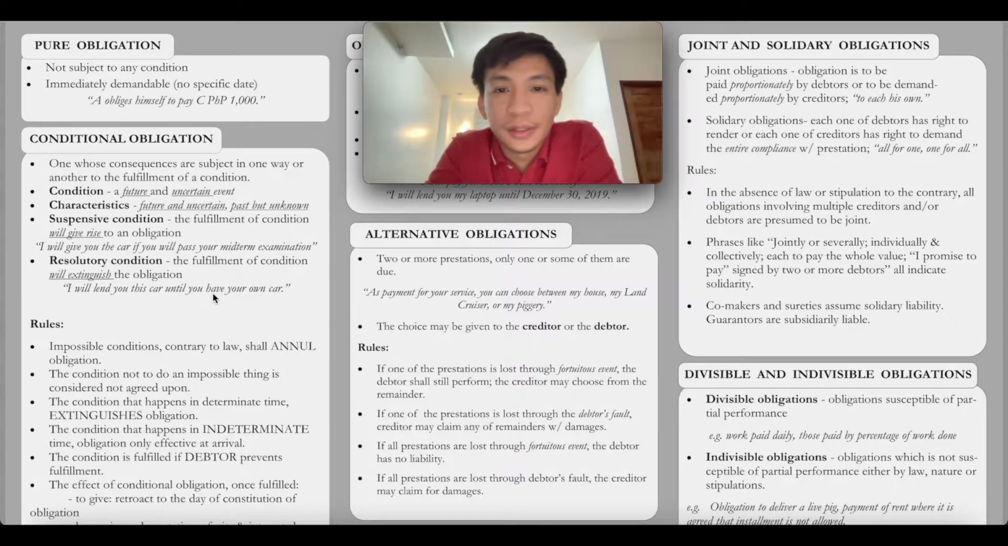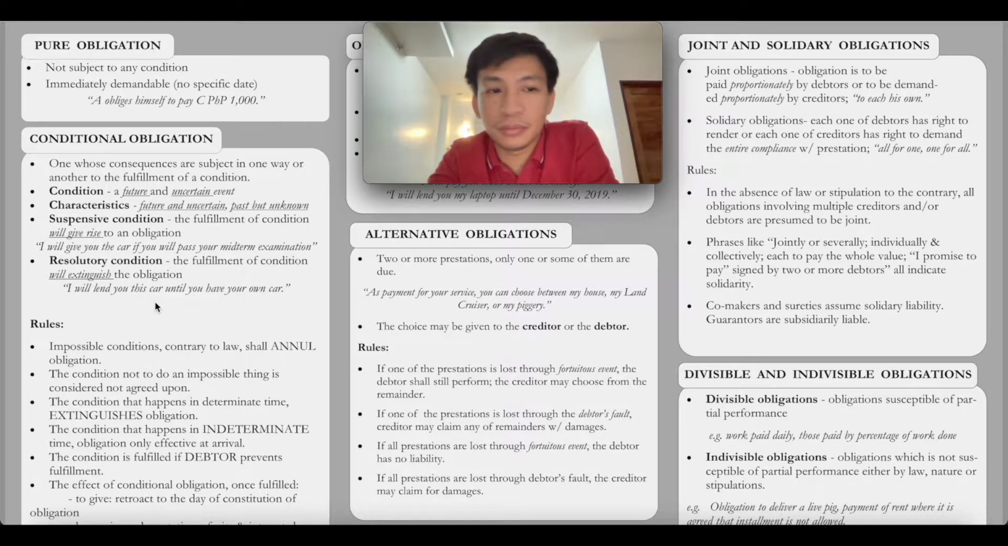Okay. So, what are the rules when it comes to conditional obligations? Okay. First, impossible conditions contrary to law shall annul obligation. Okay? Kung yung conditions mo daw ay impossible, it will annul the obligation.